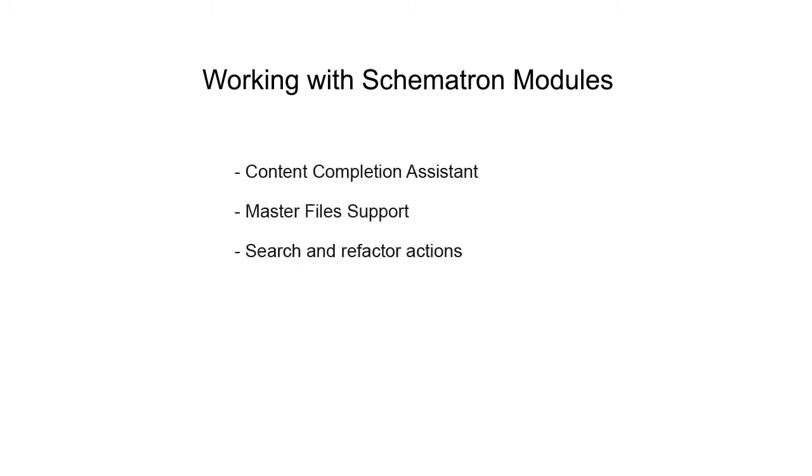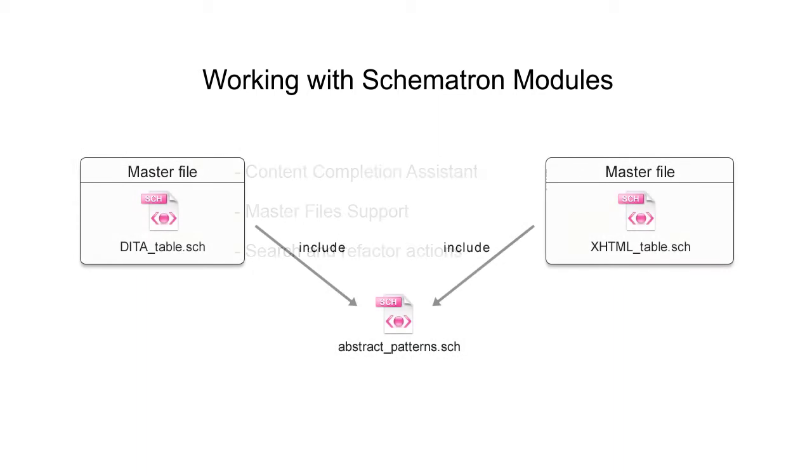In this demonstration, we'll cover several oXygen features useful for developing Schematron modules: the use of Content Completion Assistant, master file support, and search and refactoring actions. A common case of using a Schematron modular system is when the abstract pattern mechanism is used. Abstract patterns allow a common definition mechanism for structures which use different names and paths, but are conceptually identical.